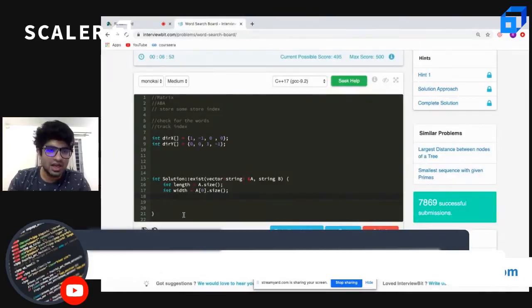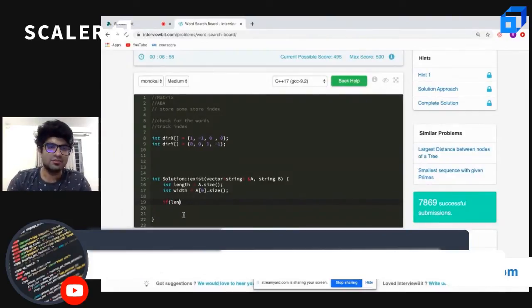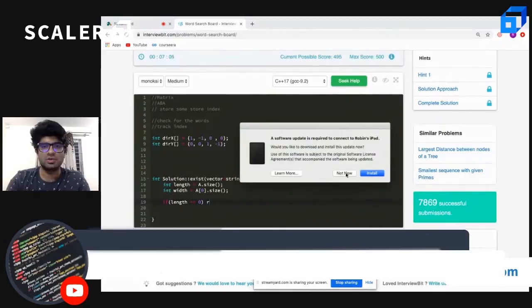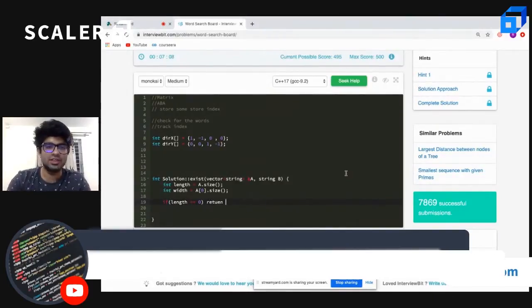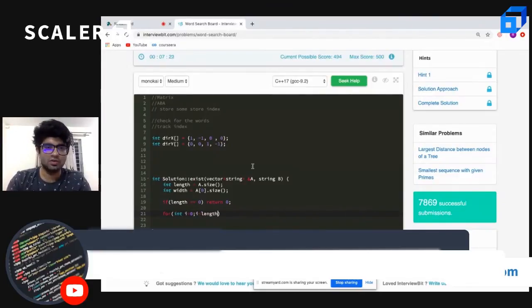I can check the edge cases. If my length is zero, basically I don't have any element, so I can return false, because I won't be able to create a word in that case. So I need to return zero. Okay, so I iterate over my lengths, and then I can first check the particular character. Okay, one more thing.